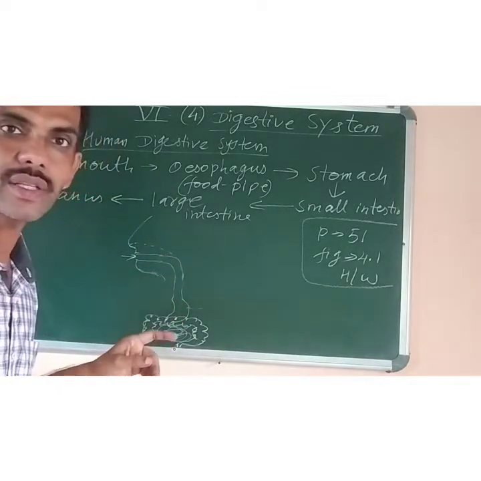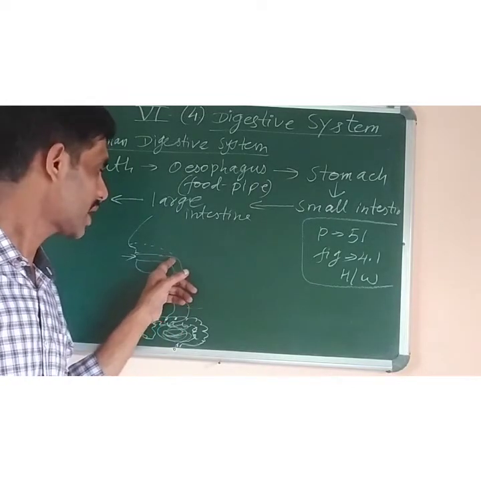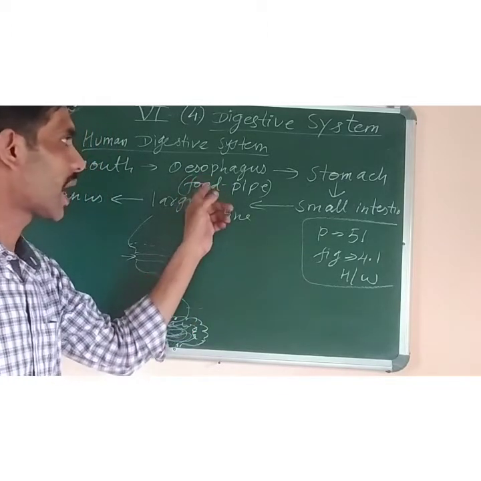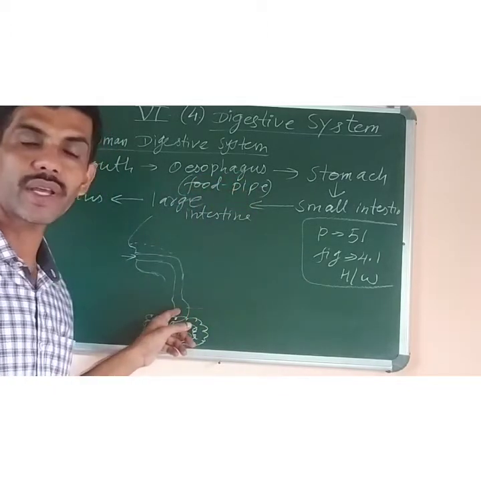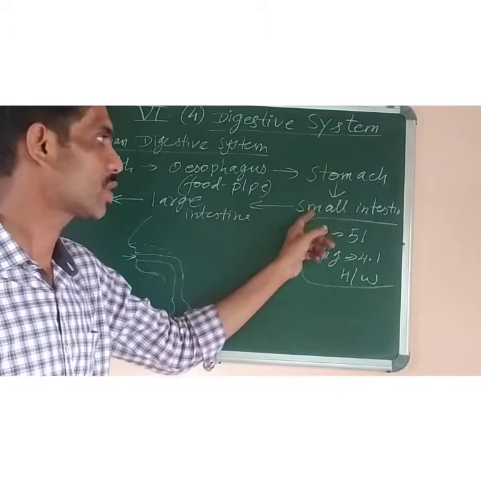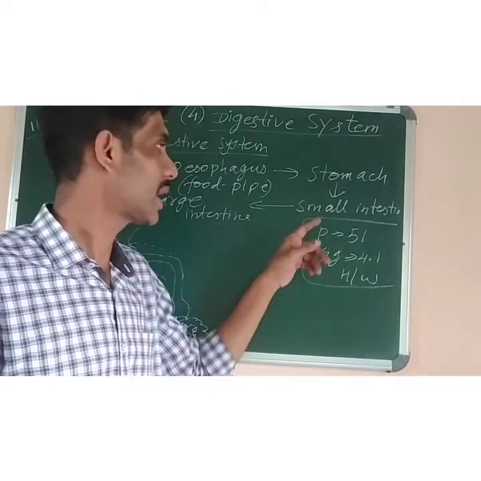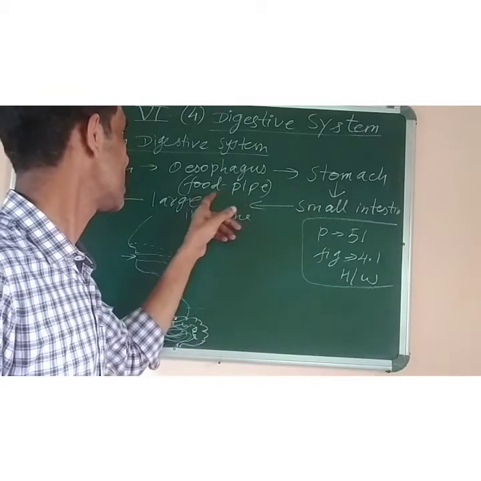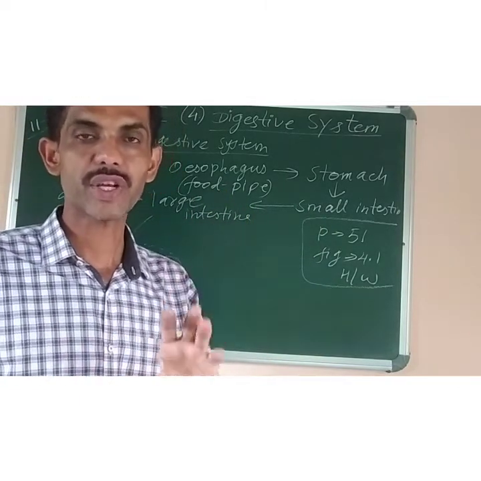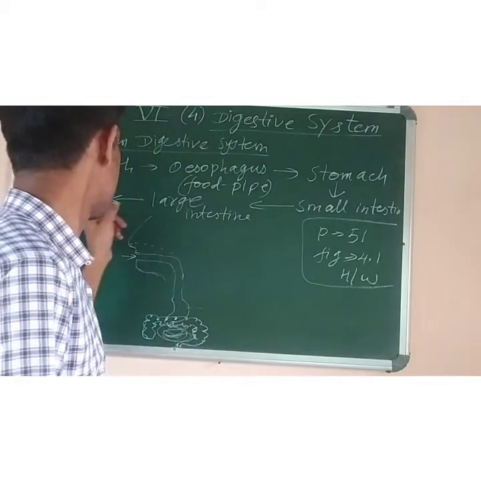After that, the food enters into a common passage which is called the pharynx or the throat. Then from there it passes into a long food pipe which is called the esophagus. After that it enters into a J-shaped organ called the stomach. After getting digested in the stomach, the food passes into the small intestine, where complete digestion of food occurs. Then it passes into the large intestine, where extra water from digested food is reabsorbed into the bloodstream, and from there it passes into the anus.